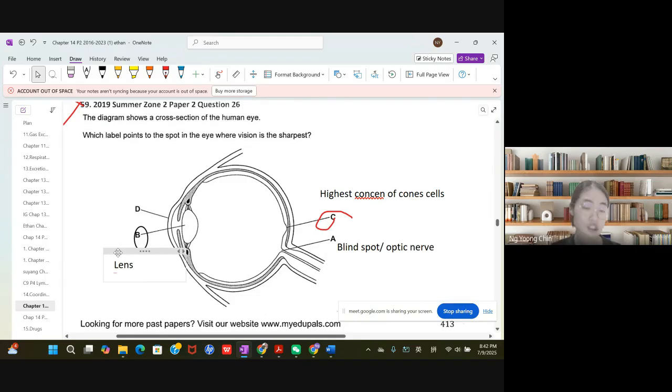The lens will only adjust its thickness. For what? Because then it can do the refraction of light. They can adjust their thickness based on the location of the object for the light refraction. So whenever you want to increase the vision, you need to increase the number of cone cells.